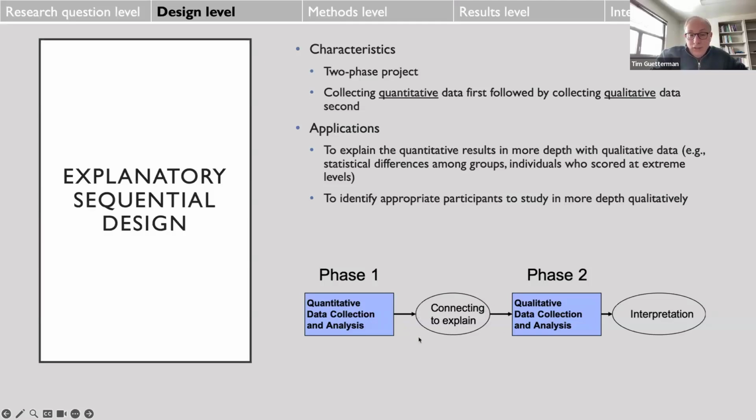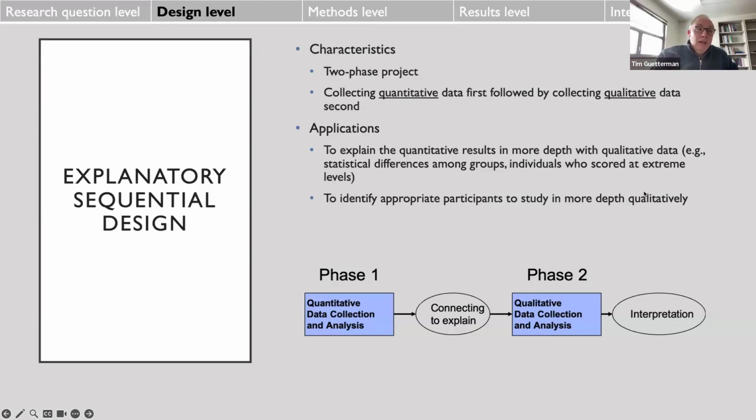So we see this oval here connecting to explain. And that qualitative phase is for the intent of explaining or unpacking, further understanding those initial quantitative results. So you're using that qualitative phase to explain, hence the name of this type of design. So some applications, you want to explain quantitative results with a qualitative phase you're collecting next.